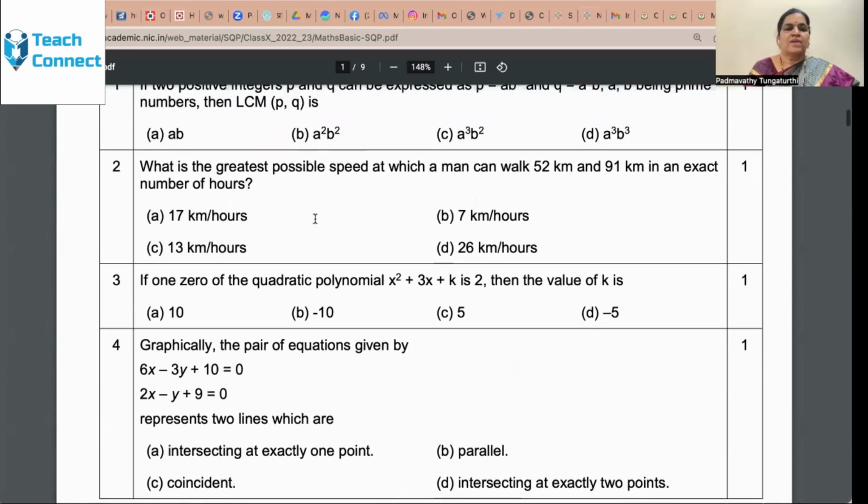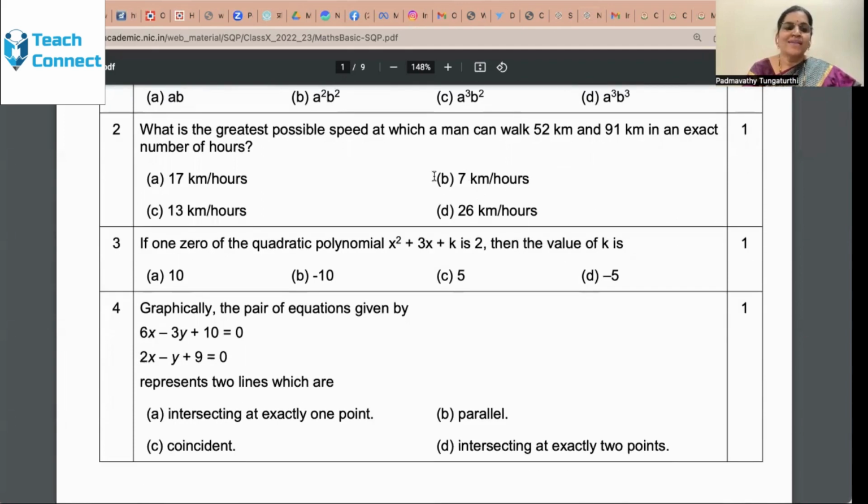Question number 2. What is the greatest possible speed? Here the question of HCF appears. Now, HCF is not directly given as HCF. That's why it is given for numbers and made easy. That is one skill: to find out the greatest possibility is HCF. And then the next thing is made easy. Let us understand the question correctly.